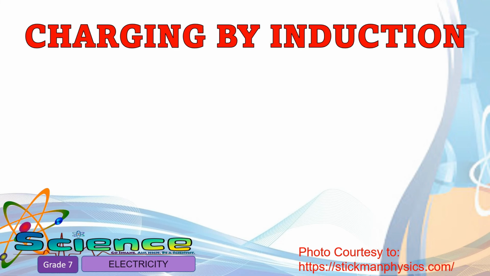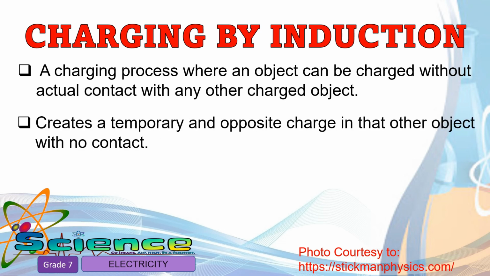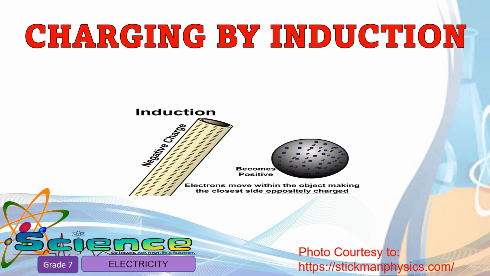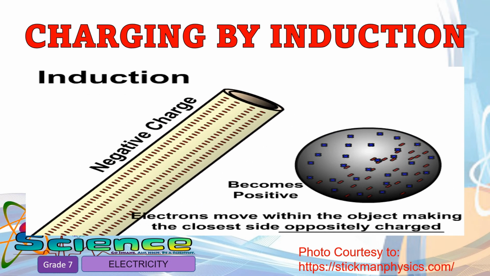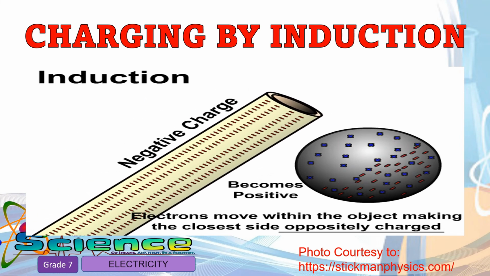Charging by induction is a process where an object can be charged without actual contact with any other charged object. You can induce a charge in a neutral object by moving a charged object close to it. Induction creates a temporary and opposite charge in that other object with no contact. Observe this picture. What happens to the electrons of the metal sphere where the negatively charged rod is brought near to it?